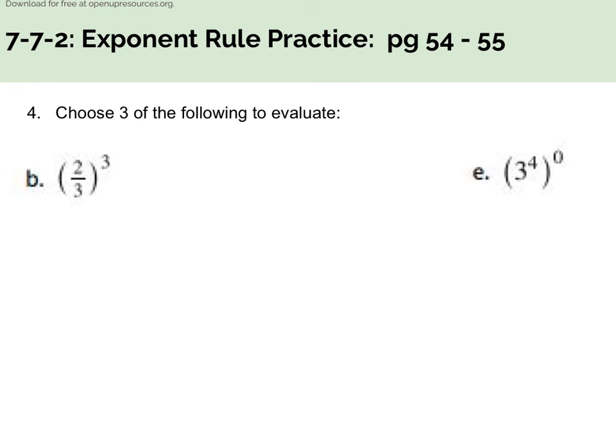Here is B and E. Again, we're going to go ahead and evaluate. We're going to find the final answer to all of this. So go ahead and answer those and then come back to me. B is 2/3 times 2/3 times 2/3. So 2 times 2 is 4 times 2 is 8. 3 times 3 is 9 times 3 is 27. E, remember anything raised to the 0 power is 1.